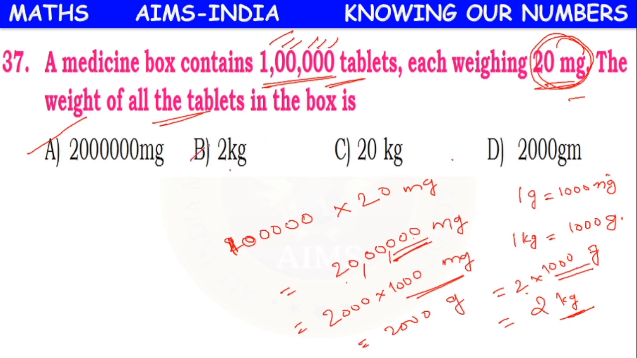2 kg is the correct option. 2000 grams is the correct option. So the correct answers are A, B, D. A, B, D, these three are correct options.